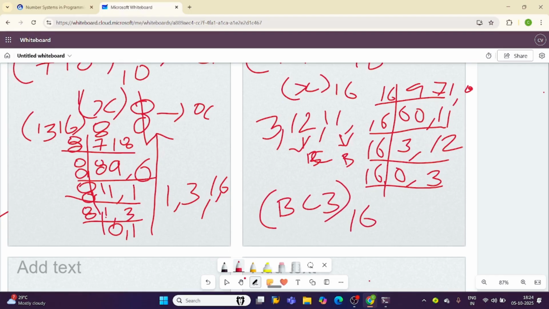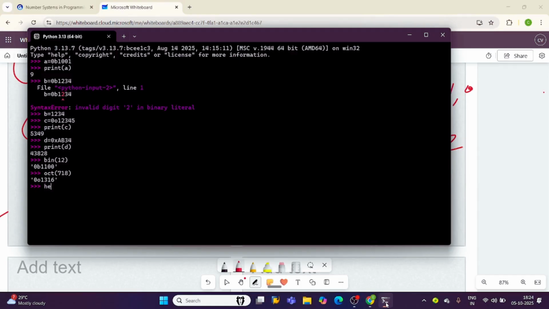Let me run it in Python to check our answer. Hex of 971 gives you 3cb, which is equivalent to our result.